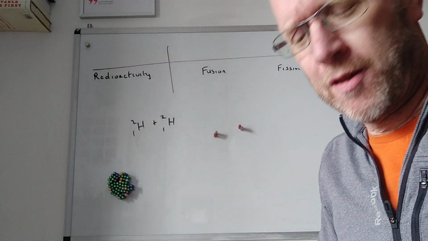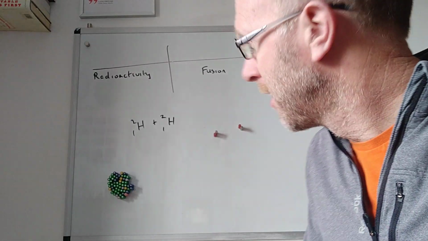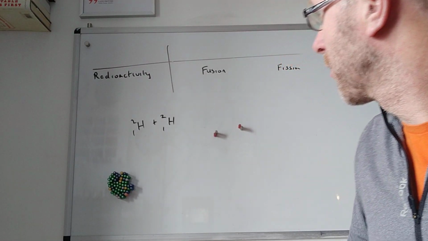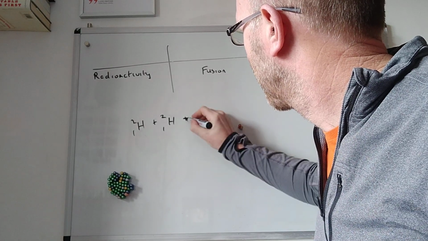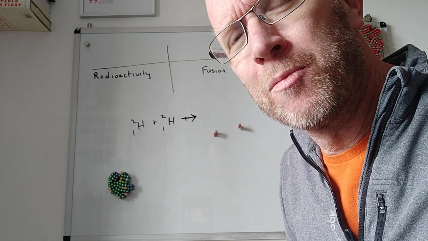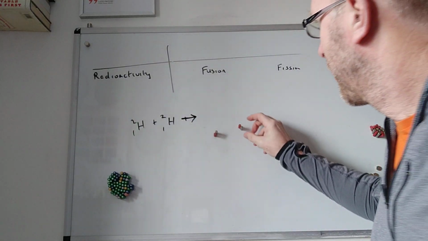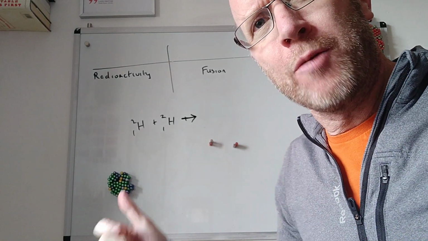But what happens, and some of you got caught with this in the assignment, is that it forms an isotope of helium and a neutron. So basically they join together. Now to get them to join together, that's the huge problem with fusion. They're both positively charged.